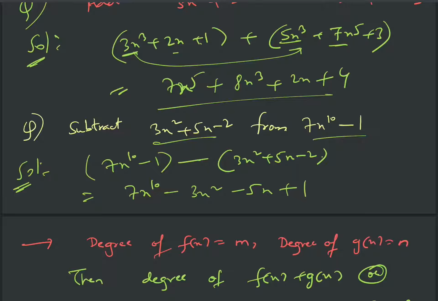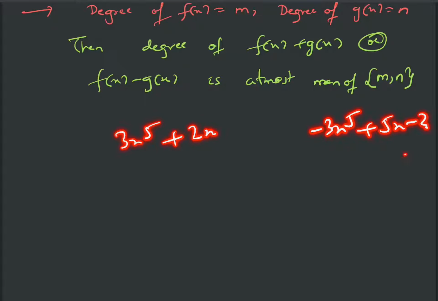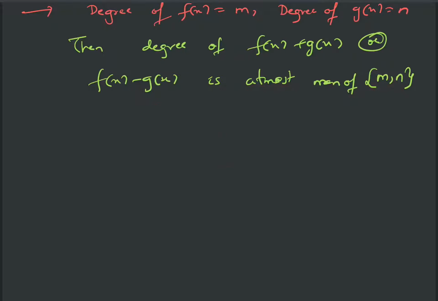Sometimes the degree may get cancelled. I mean, it might not be 10, because say here you have taken a degree 5 polynomial. Let me give you an example. Say if I take a polynomial 3x power 5 plus 2x and another polynomial minus 3x power 5 plus 5x minus 2. If you add this, then 3x power 5 will get cancelled and you will get only a linear polynomial. So it is not always the maximum of m and n, right? But it is at most the maximum of m and n. It can't be more than the maximum of m and n. So the degree of f of x plus g of x or f of x minus g of x is at most the maximum of the degrees of f of x and g of x. Fine.